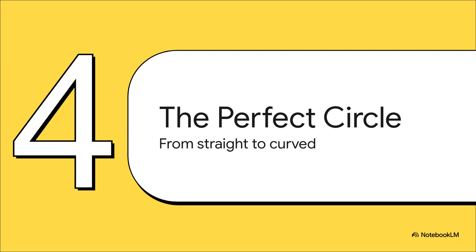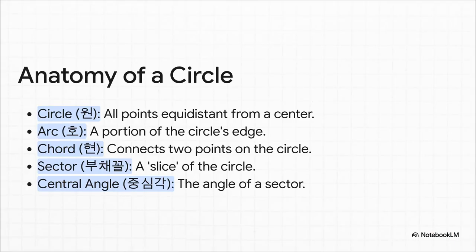You know, that whole idea of making a full 360-degree turn is the perfect way to pivot to our next shape. A shape that is basically one single continuous turn. Let's talk about the perfect curve, the circle. So, what is a circle? It's just all the points that are the exact same distance from one single point in the middle. And just like polygons, it has its own anatomy. An arc is just a piece of the curvy edge. A chord is a straight line that connects any 2 points on that edge. And a sector, well, that's your classic slice of pizza, defined by an angle right at the very center of the circle.